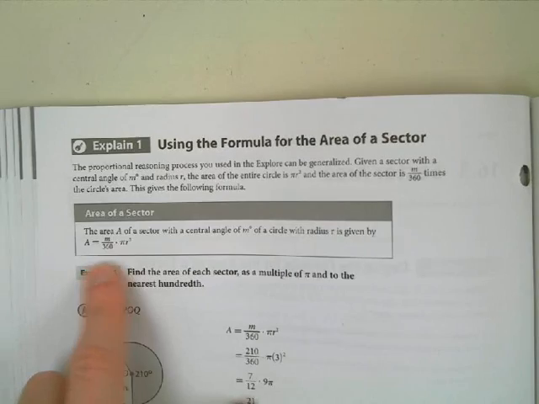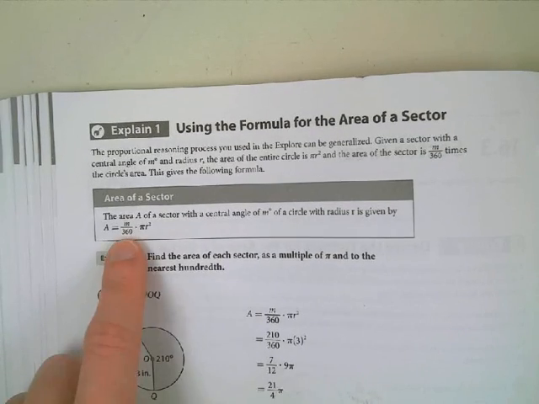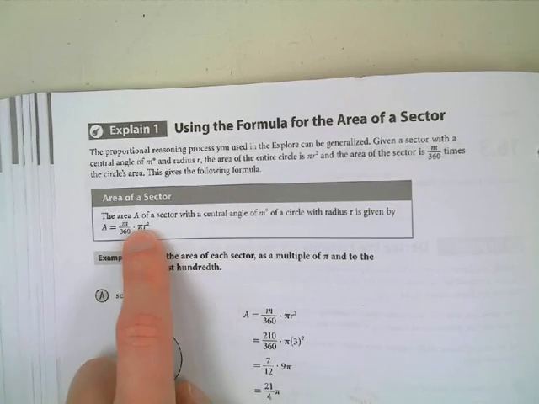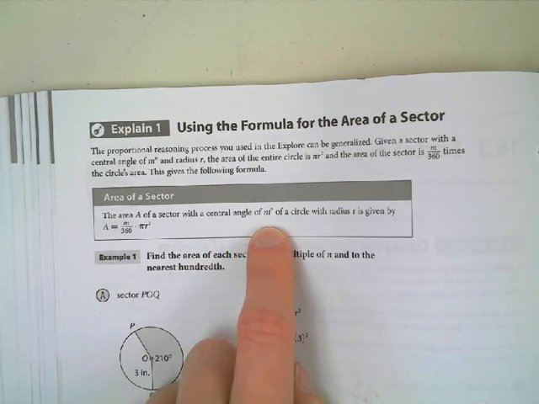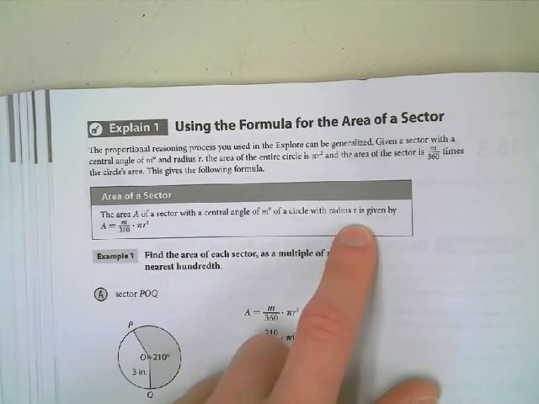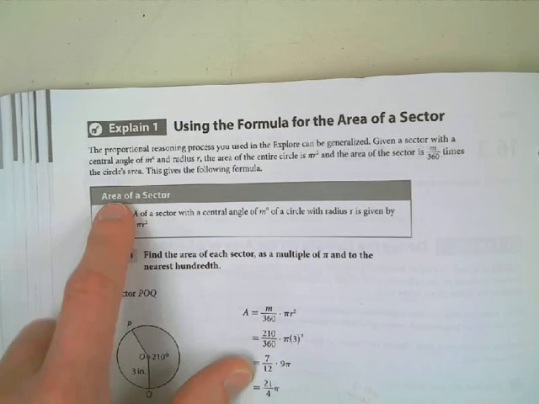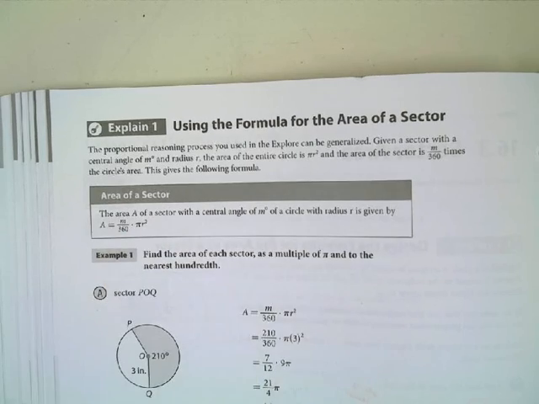All right, so on page 874, the very next page, you can see there's your generic formula right there. The area of a sector with a central angle of m degrees of a circle with radius r is given by A equals m over 360 times pi r squared. So there's the formula right there for you.